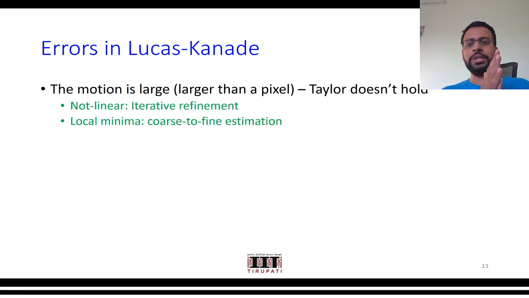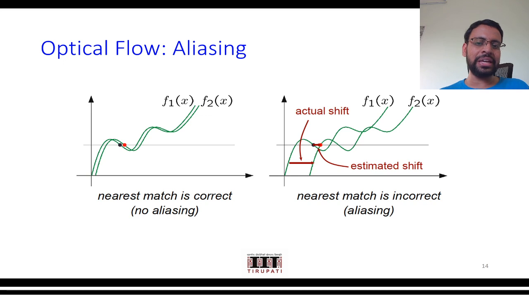Okay, another problem is when the motion is larger than a pixel. In that case, if you recollect the brightness constancy constraint, the whole idea is based on the Taylor series expansion, which assumes that the movement in x and y is minimal. Otherwise it is no more linear, and in such cases people would be doing an iterative approach. Similarly, there is a problem with local minima. This optical flow could get stuck with a local minima.